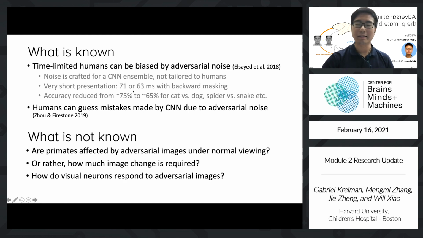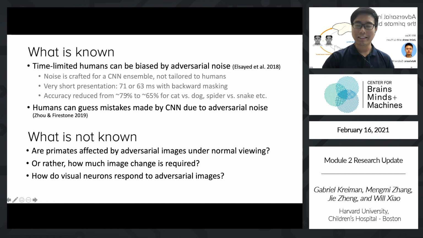So what is not known is whether primates can be affected by adversarial images under normal viewing conditions, or more precisely, as we just discussed, how much image change is required to change the categorization. And finally, it is not known how visual neurons respond to adversarial images, both those tailored to CNNs and those tailored to the neurons themselves. And it's interesting because one prediction is that encoding models based on CNNs should diverge from actual neural responses when it comes to adversarial images, at least if primate vision turns out to be more robust than CNNs.